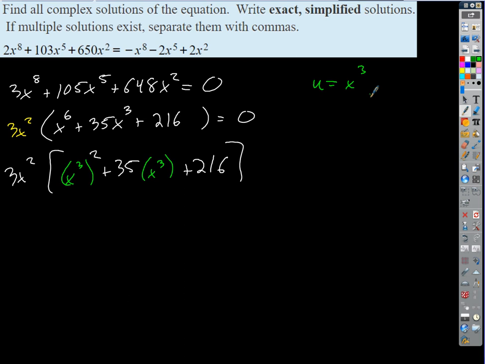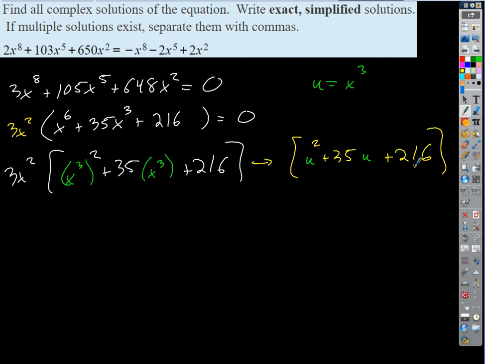So if u equals x cubed, then what does that factor become? It becomes u squared plus 35u plus 216. That's a chapter 2 problem, right? You guys can factor that. That's just factoring a quadratic trinomial where a is equal to 1. We're just looking for magic numbers, aren't we? So what are the magic numbers that multiply to 216 and add to 35?